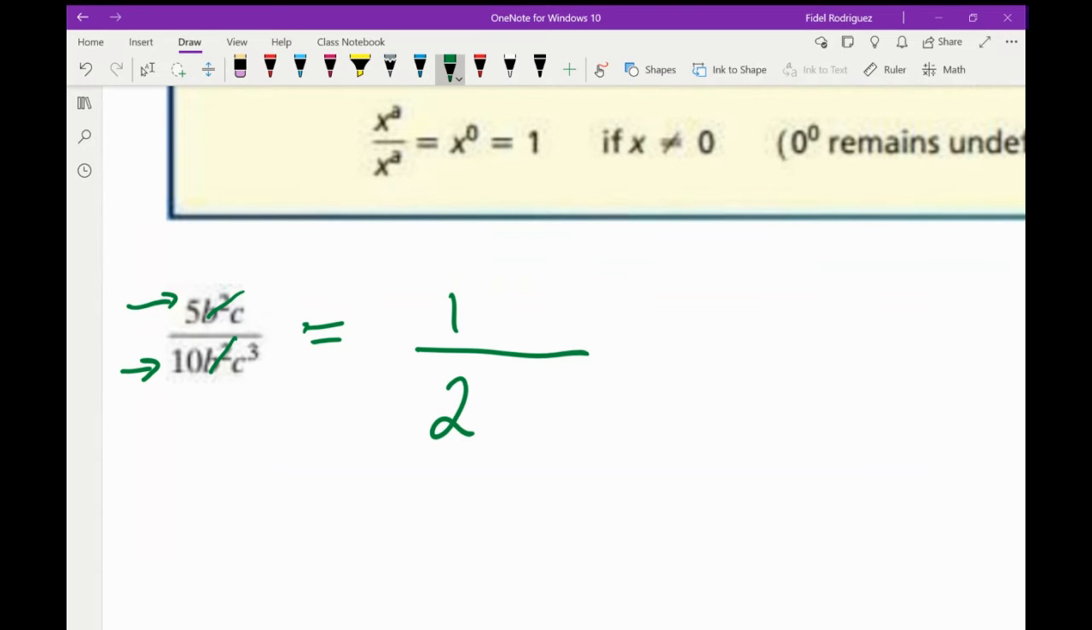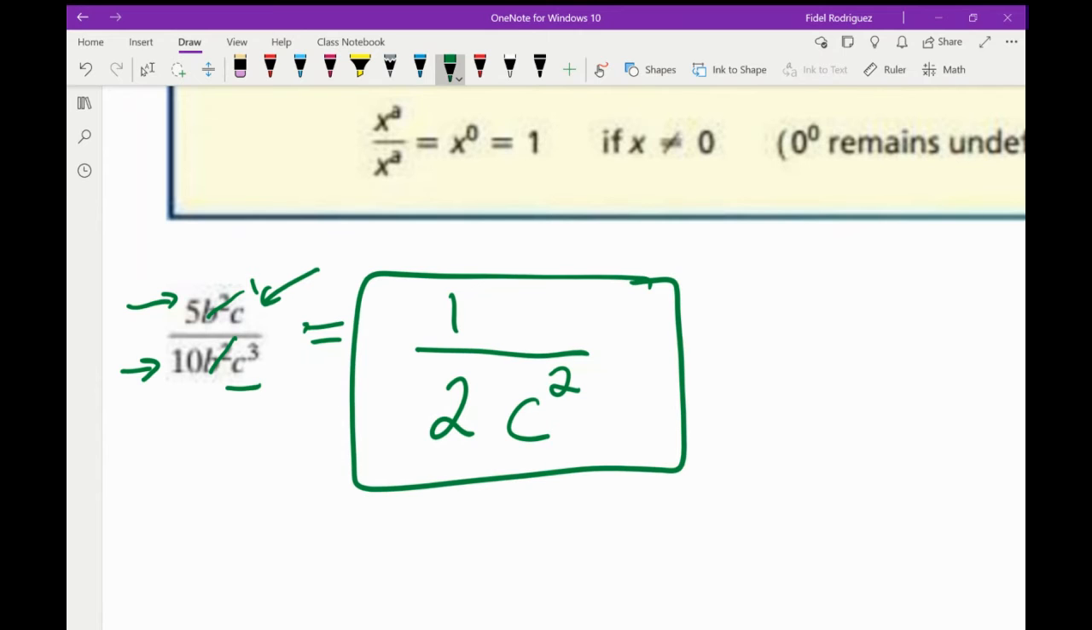Okay. And then with the c's, there's more c's on the bottom than there are on the top. And again, there's 3 on the bottom and there's 1 on the top. So 3 minus 1 is going to leave me with 2. Right?